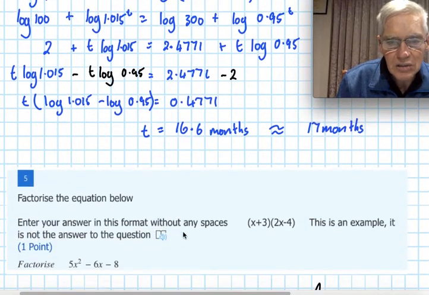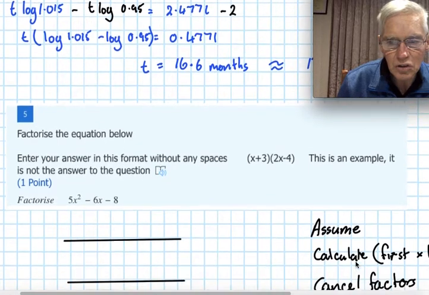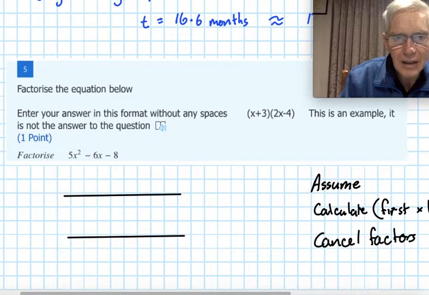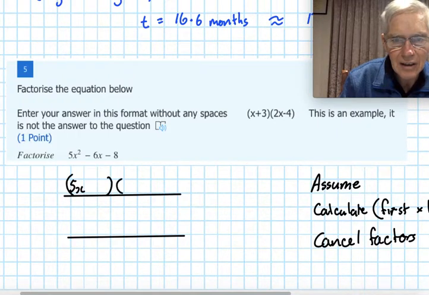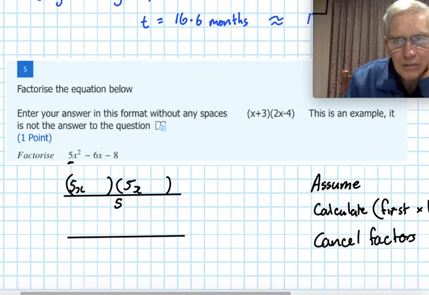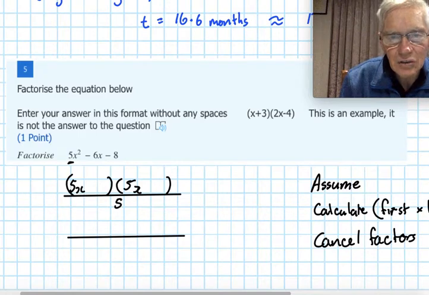Factorize the equation below, this one here, 5x squared minus 6x minus 8. Because there's a 5 here, I'm going to use the ACC method, which is assume, calculate, and cancel factors. So I'm going to draw it here, and we're going to do 5x there, and 5x, and I'm going to divide it by 5. Because we've got a 5 there, we've got to do it to both sides. Do your signs. The last number is negative, so we know it's a plus and a minus.